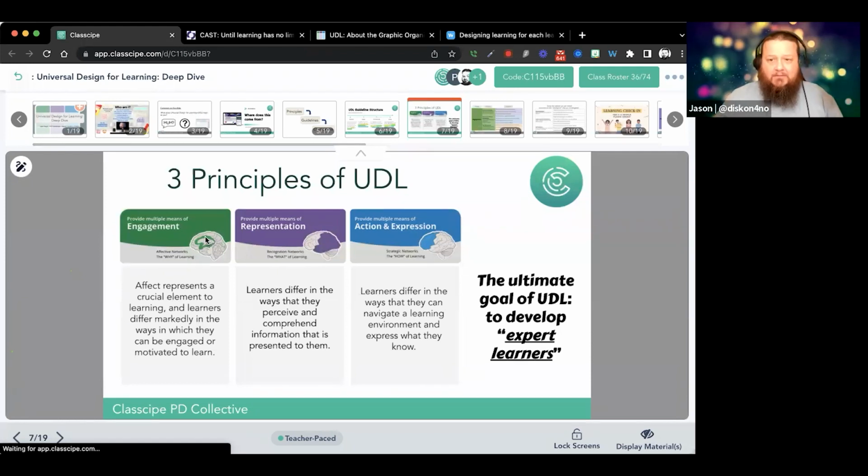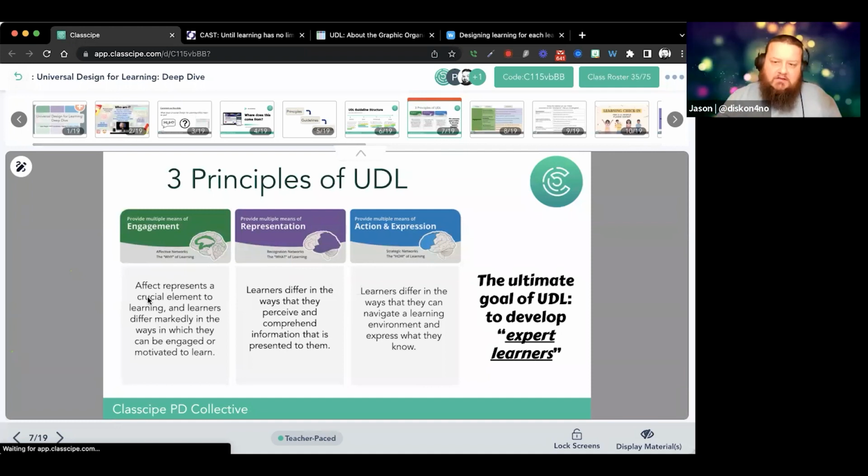How many times does a student ask, why do we need to know this? It's extremely important that they do understand why they're learning this, why they're knowing this. Okay, the representation content heavy, it's the what of the learning. And then the action and the expression is hopefully going to be, which is more in depth, that's the how.